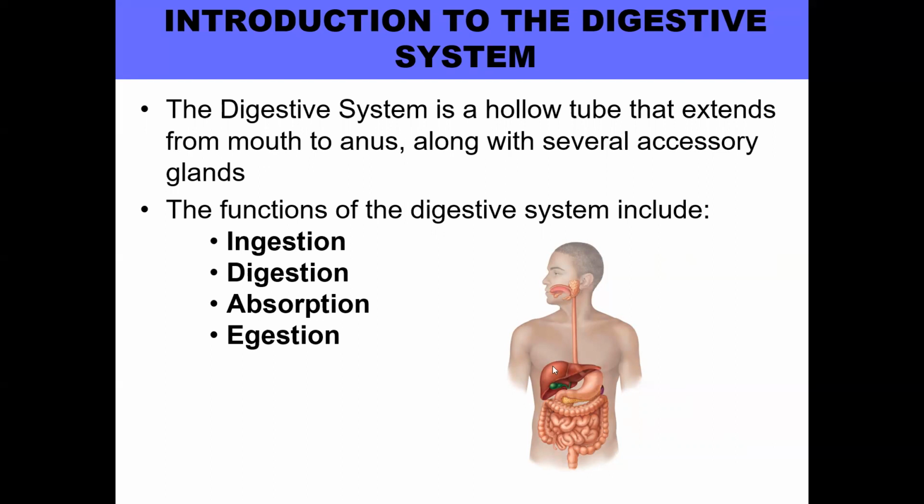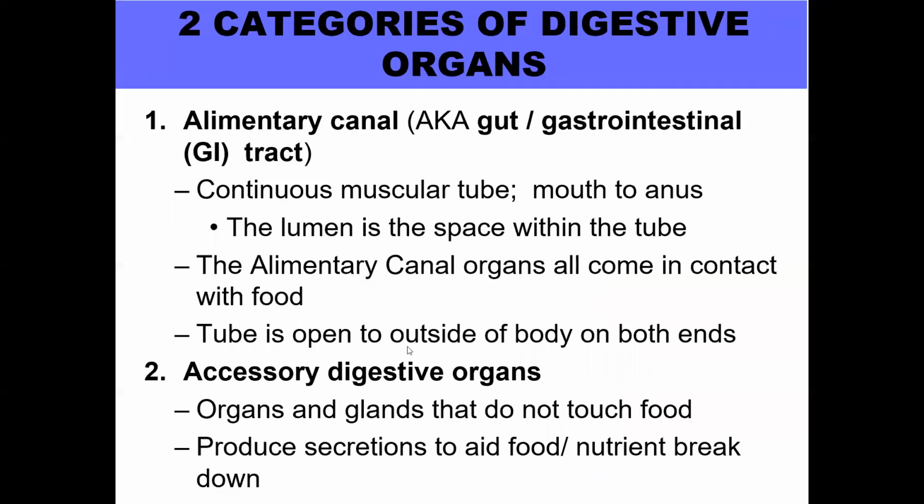And then you'll see the liver, this large reddish brown organ right here, the gallbladder, a little green sac right here, and then this yellow that's kind of behind the stomach, that's the pancreas. And these up here are the salivary glands. Those are the accessory organs that we will study as well.